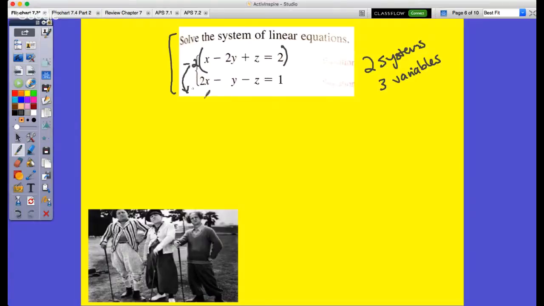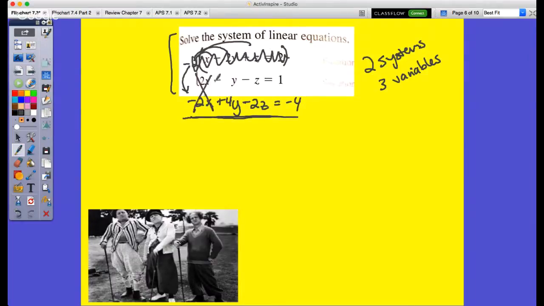So if I did that, I'll put it down below. I would get negative 2x, notice the elimination, plus 4y, again, it's going to each part, minus 2z equals negative 4, okay? So here we are, the x's cancel. Negative y plus 4y is 3y. Negative z minus 2z is negative 3z. And this equals negative 3, okay?